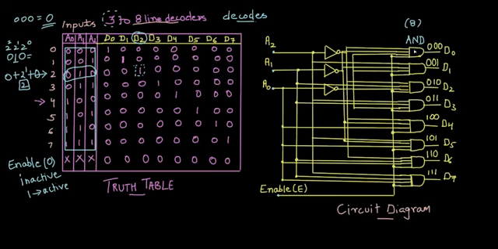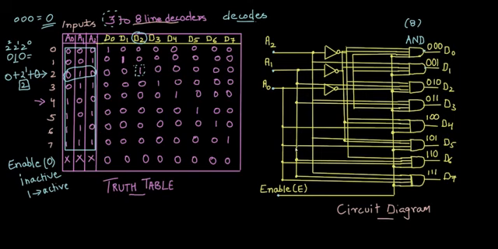So what you will have to do is draw 8 AND gates, and the output that comes out of each AND gate will be either 0 or 1. So if we take a particular example, a particular combination, it will be 1, and we're going to make it 1 by just using the circuit diagram.